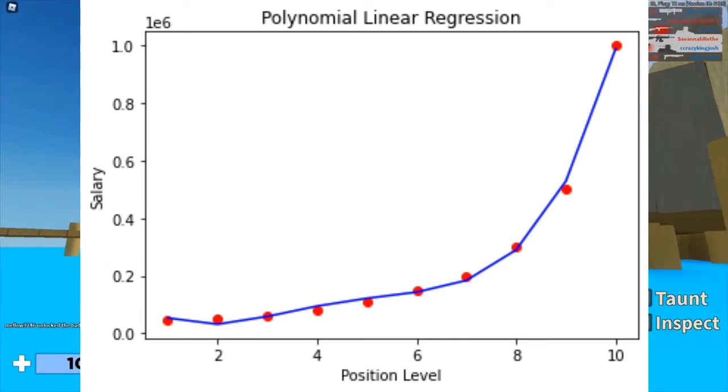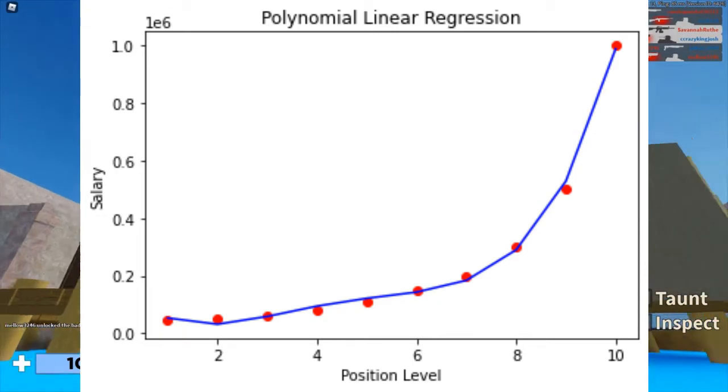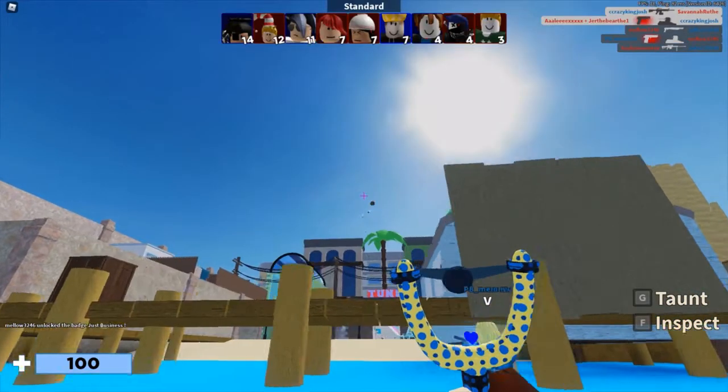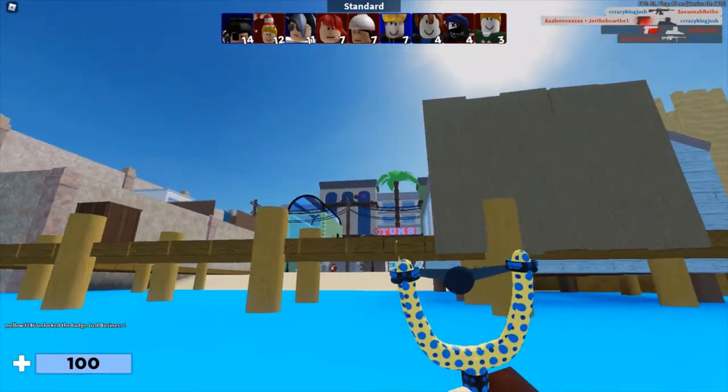You see here, it's perfectly made. It just continues going up. And you will be able to make this example soon.